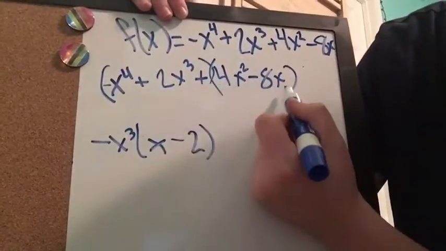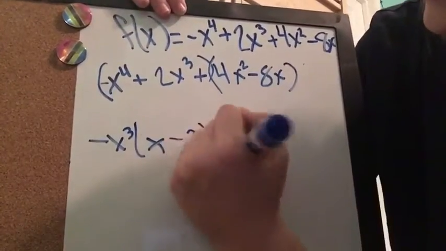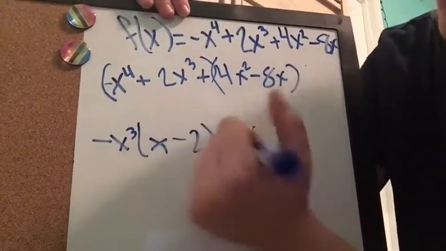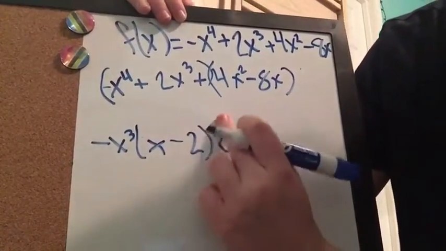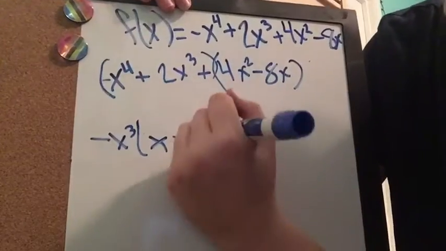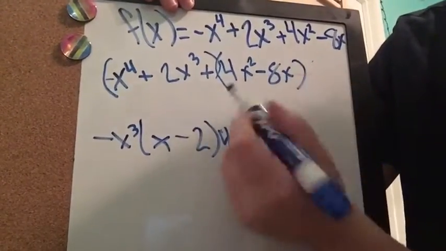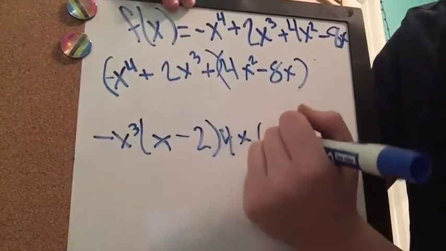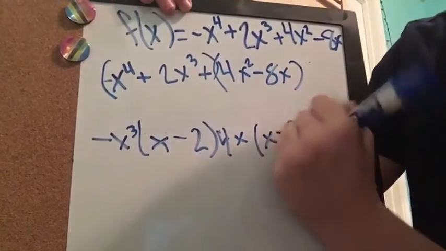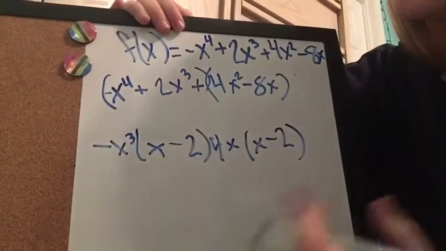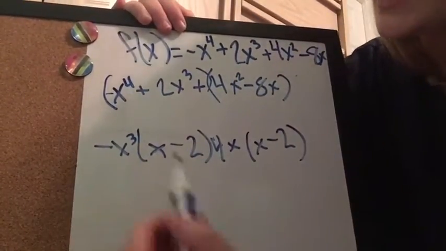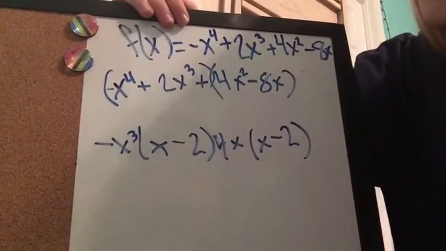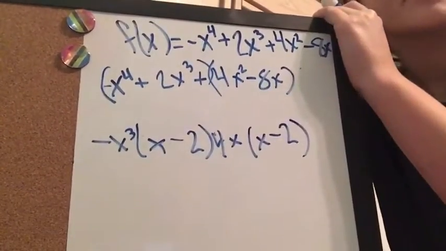And then you're going to pull out what you can on this side, which is 2x. And what you have left, you pull out 4x. So after that, you have x minus 2. And a way to check if you're right from here is if the parentheses both are the same thing, then you're good. You're doing it right.